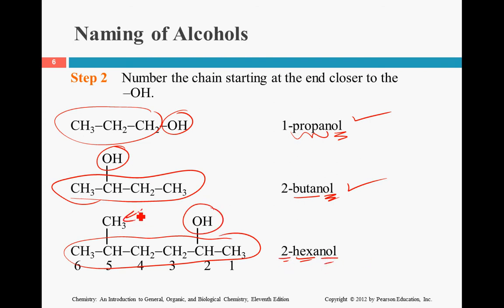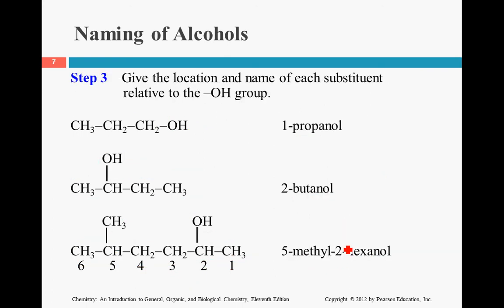However, we have this substituent here that's not been labeled. This is a methyl group. So in this name, we're going to have to include the methyl. We're going to keep counting from the right because that's the side that the OH is on. So 1, 2, 3, 4, 5. So on the 5th carbon of the 6 carbon chain, there's a methyl group. And on the 2nd carbon of the 6 carbon chain, there's an OH group. So it's 5-methyl 2-hexanol.